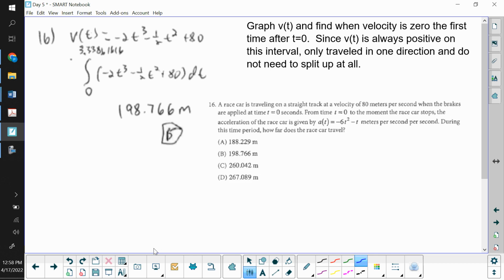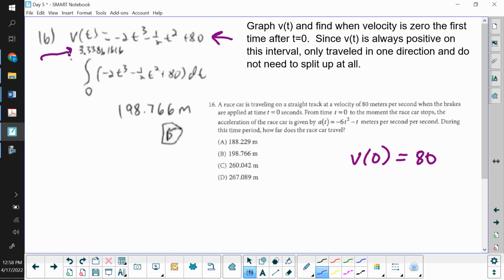All right, in 16, they gave us the acceleration function, and they told us that at the moment we brake, we're 80 meters per second for our velocity. So v0 is equal to 80. So do your antiderivative of the acceleration and sub in our 0.080 to get our velocity function, which was this. The velocity function, then when you graph it, you want to see when does that velocity first hit 0. And it ends up being at this time here, this 3.3386 and change.